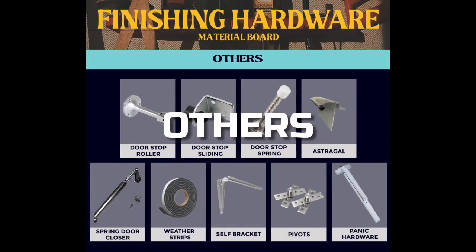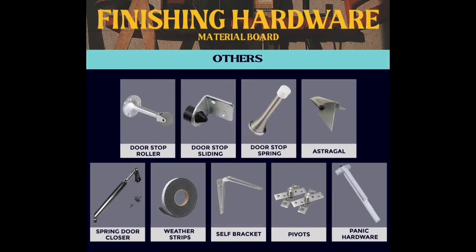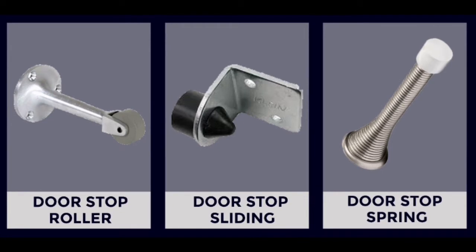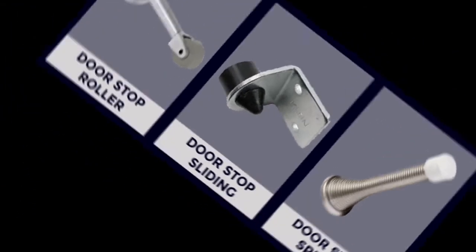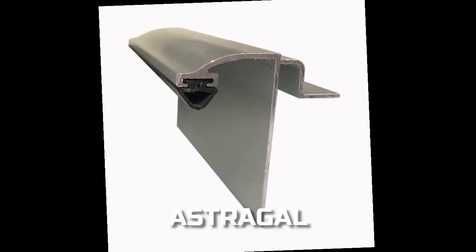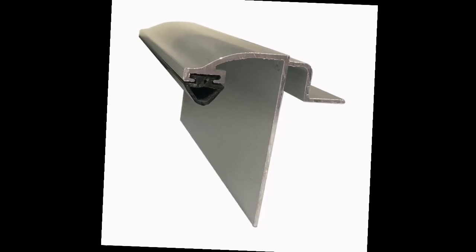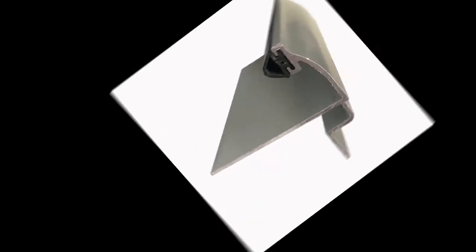Other finishing hardware include door stoppers. These are commonly installed to the lower ends of the door to prevent it from striking the floor. There are 3 types: the doorstop roller, the doorstop sliding, and the doorstop spring. On the other hand, astragals are vertical members used between double doors to seal the opening, to act as a doorstop, and to provide extra security when the doors are closed.